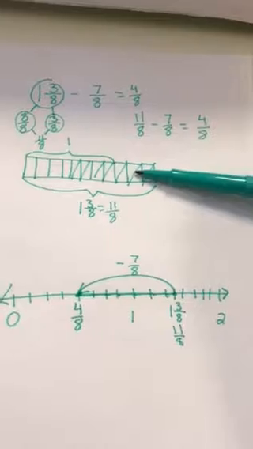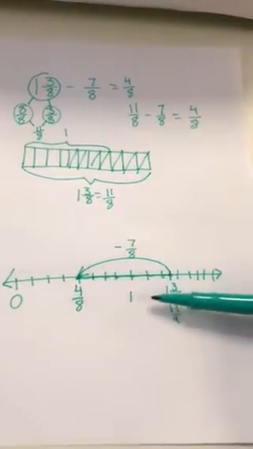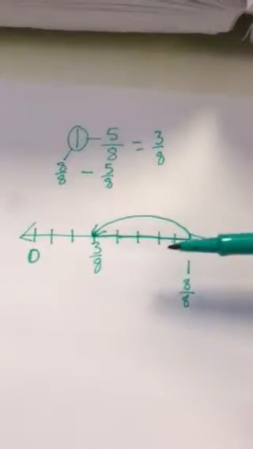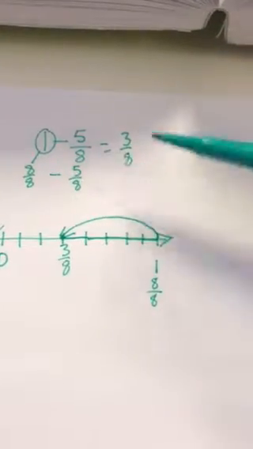You can do it using the tape diagram, or you can do it using a number line. And I showed you how to do it using a number line when we've got a whole number minus a fraction. Hopefully that helps.